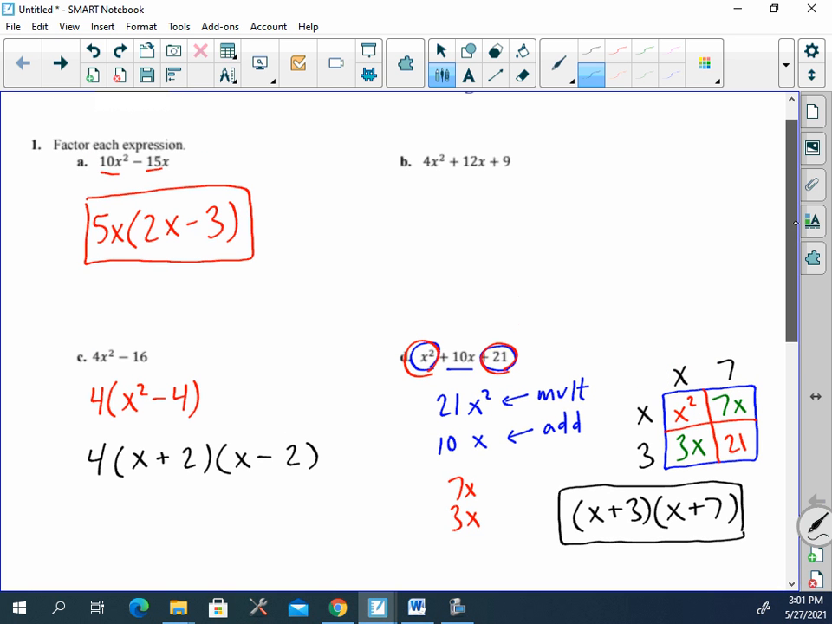All right, this top one here. Can I take out a greatest common factor? No. I could not. So what we do is we start with multiply the a and c term. So if I multiply the a and c term, what do I get here? You're going to get 36. 36 x squared. Okay, so we're trying to multiply to here. And then we're trying to add to here.